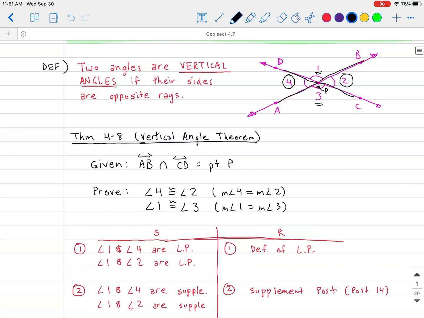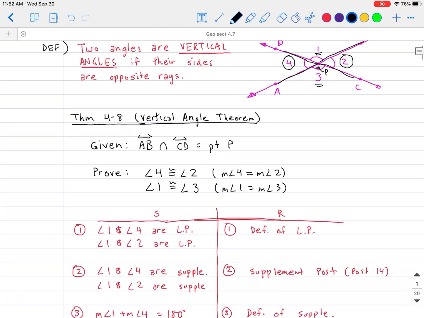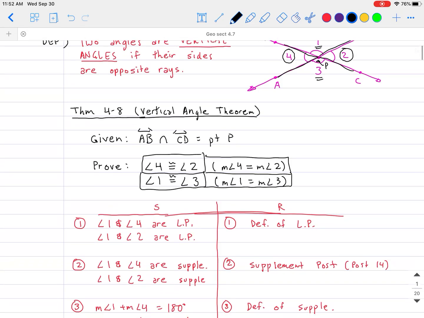In here, we're given that these two lines intersect each other at some point P, and that's really all we're given. Not a lot to work with. But in the end, I want to prove that angle 4 is congruent to angle 2, and also angle 1 is congruent to angle 3. Or we can also say the measure of angle 4 is equal to the measure of angle 2, or the measure of angle 1 is equal to the measure of angle 3. To make this theorem more versatile, you can use it for either one, whether it's congruent or equal.